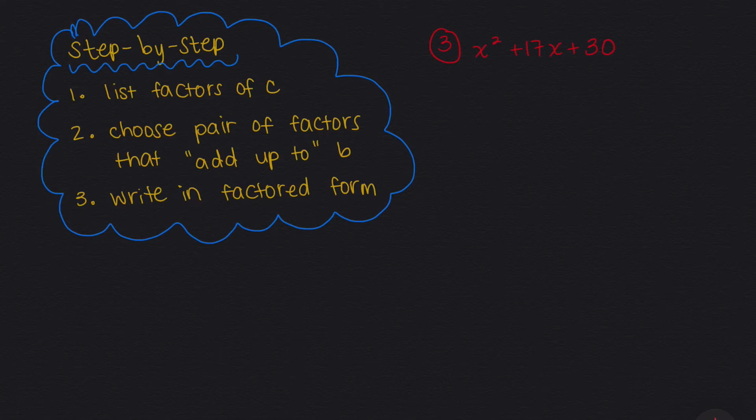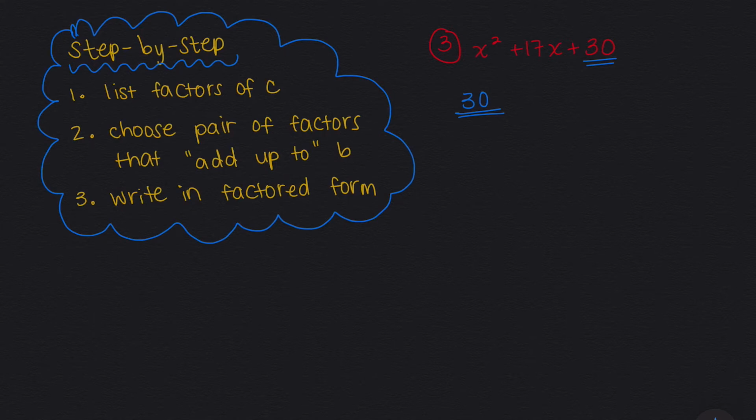Once again, we start by looking for the factors of c. That's 30 in this case. Remember, what we're looking for are all the pairs of numbers that when multiplied will give you 30. However, 30 is a little bit larger than the other numbers we've been working with, and 30 has a bit more factors. So I'm going to show you a trick that you can use to get all the factors.